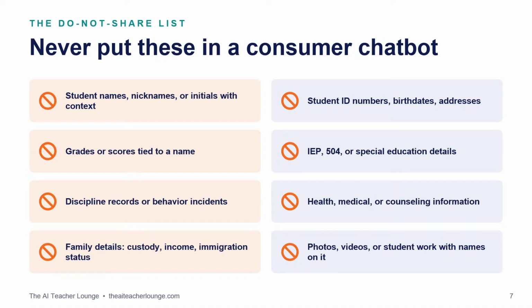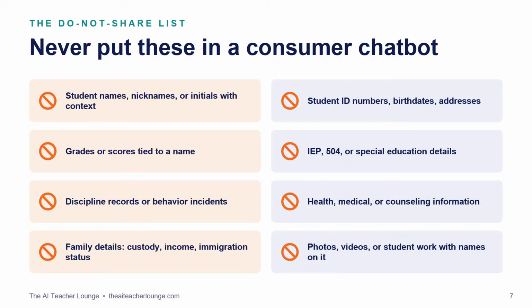So here's some things that you do not share. Now, I'll talk about what you can share in just a moment, but don't put these in a consumer chatbot. Student names, nicknames, or initials with context, grades or scores tied to a name. That is the key here. Grades and scores are fine if they're generic and you have no idea what the grades are attached to. So if you just copy grades, put them into a tool to figure out what the distribution was, as long as you can't tie that back to a student, I would even say a classroom or a class period, then you're okay. But don't allow it to be tied back to a student.